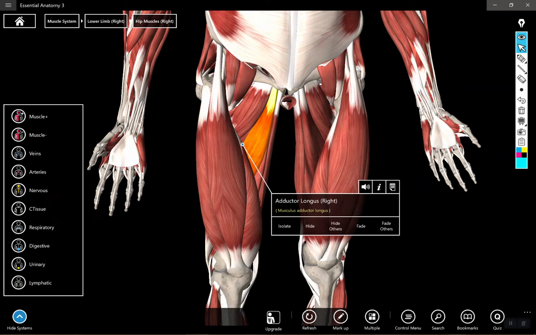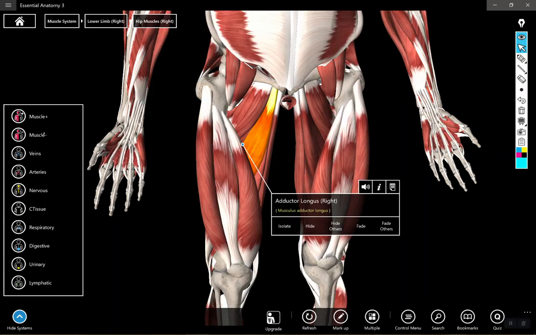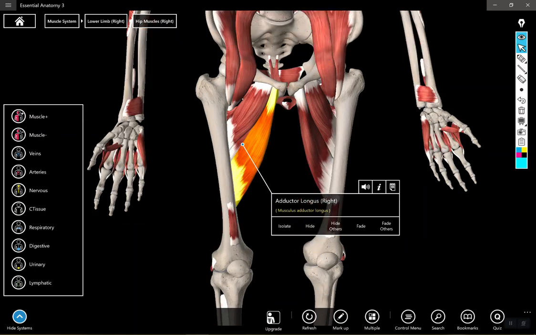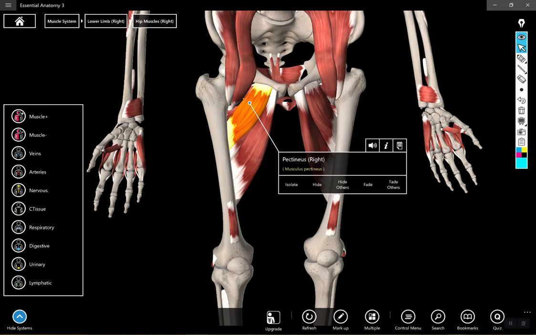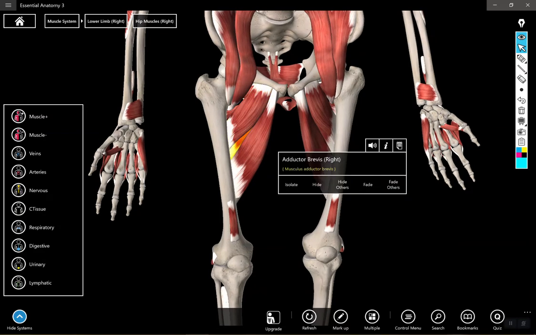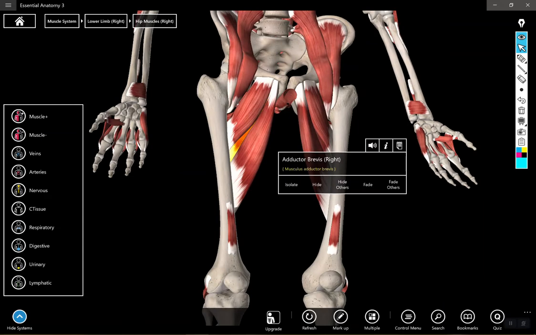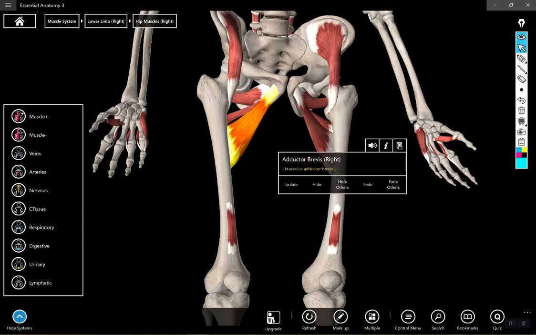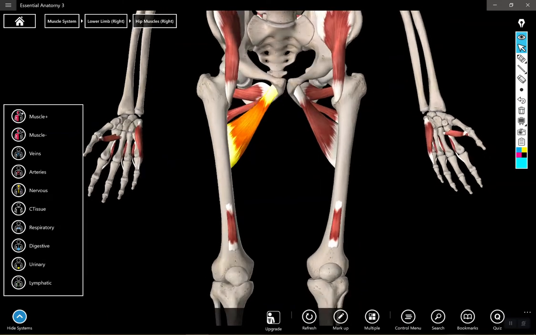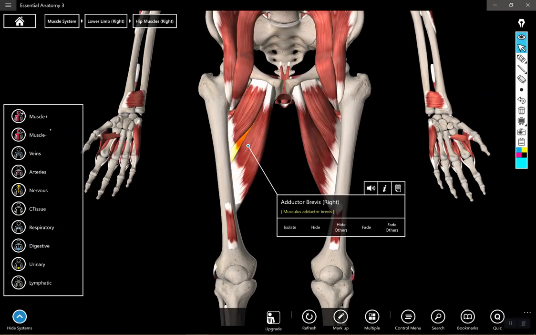So let's just subtract a couple muscles. There we go. So we've got the adductor brevis, which is underneath the pectineus. So you'd have to subtract the pectineus. Let's see if we can do that. Yep, there we go. So it is under there, but we don't have a deep enough dissection on our cadavers for you to really see it.